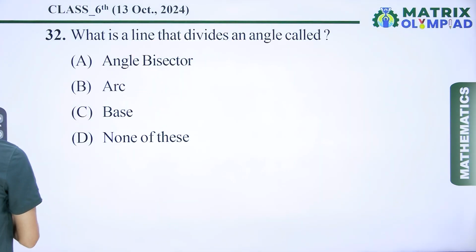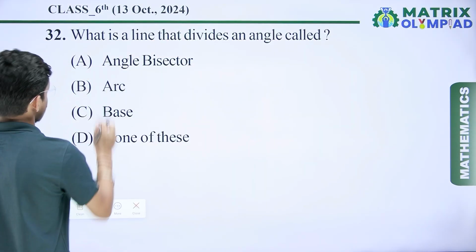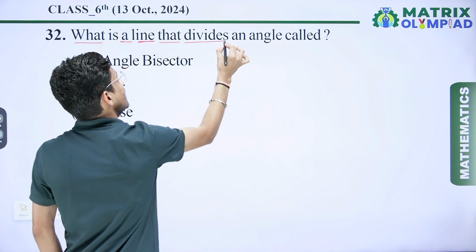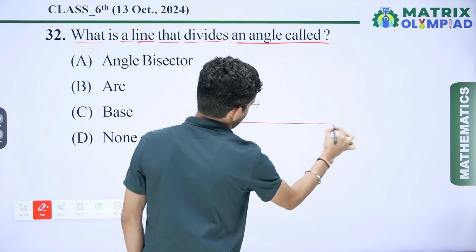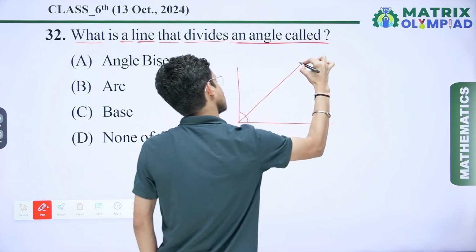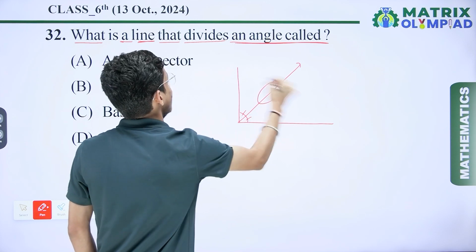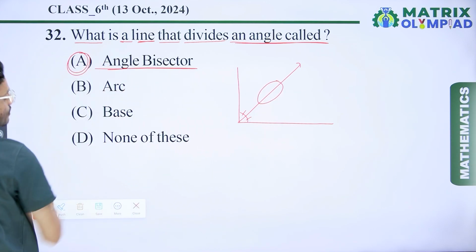Now if I talk about the next question, what is a line that divides an angle called? Suppose we have an angle and a line that divides the angle into two parts, then this line is called the angle bisector. So here option number A is the correct answer.